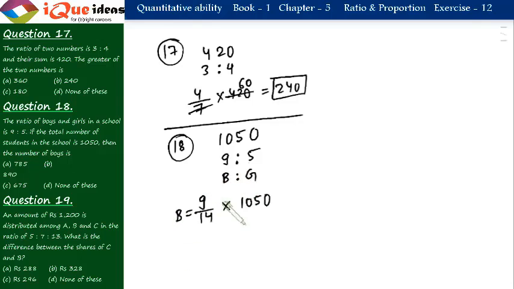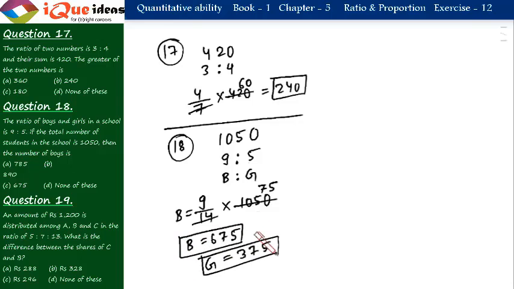Alright. Now, I think 14 will cancel 1050. Yes, it will cancel 1050. So 14, 7 times 98. Then 70, so 5 times. So 9 into 75 should be the answer. It is 675. So the number of boys will be 675. You can also calculate the number of girls by subtracting. So number of girls will be equal to 1050 minus 675, that is 375. But the answer of this question is 675 because it is asking the number of boys only.